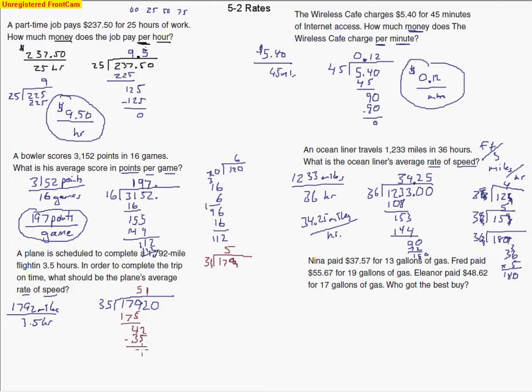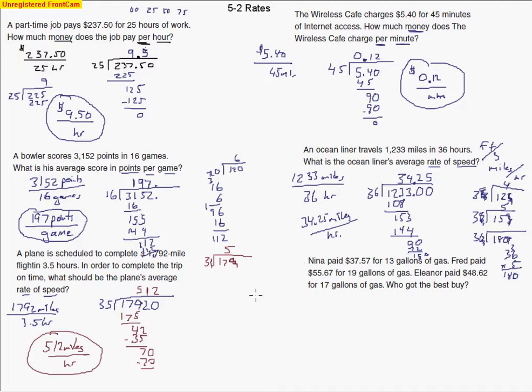Do the subtraction, and I end up with a 7. So I carry down this 0, and 35 times 2, that makes 70. And so there's the answer. So 512 miles per hour is how fast that plane needs to go.